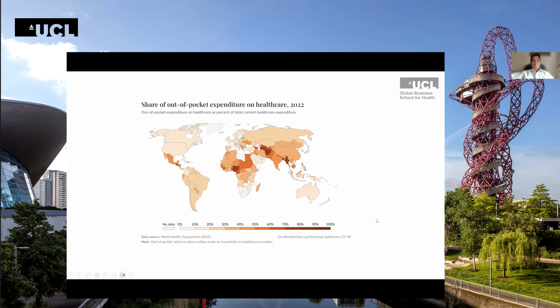So now our focus moves on to out-of-pocket expenditure in 2022. It's taken from World Health Organization 2025 data. You can see the darker ones are spending less, and lighter ones are spending more. So this data tells us the unequal distribution of funds or finance across the world.